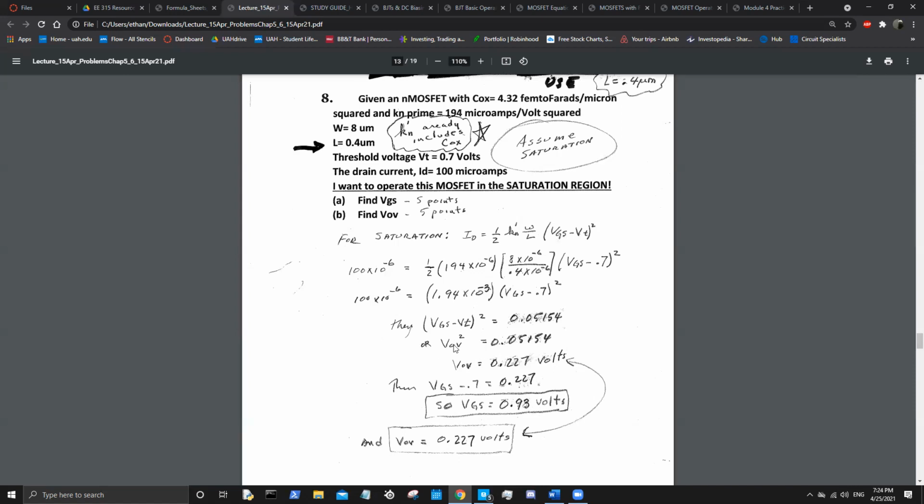Oh, look what he did! Because you're looking for VOV. So what he did was he just said, did you know that VGS minus VT is equal to VOV? So he actually did part B before part A. It's beautiful. Then you take VOV and subtract 0.7 to get VGS.